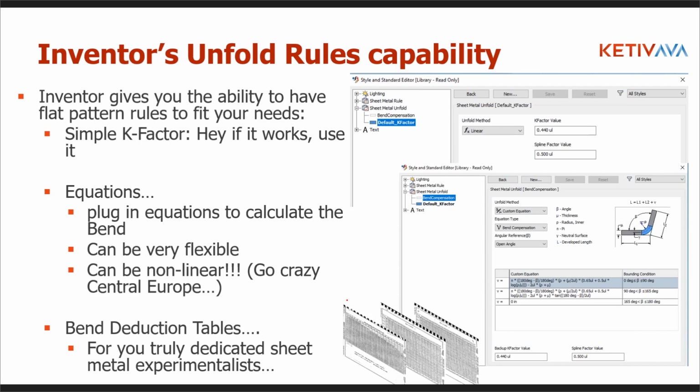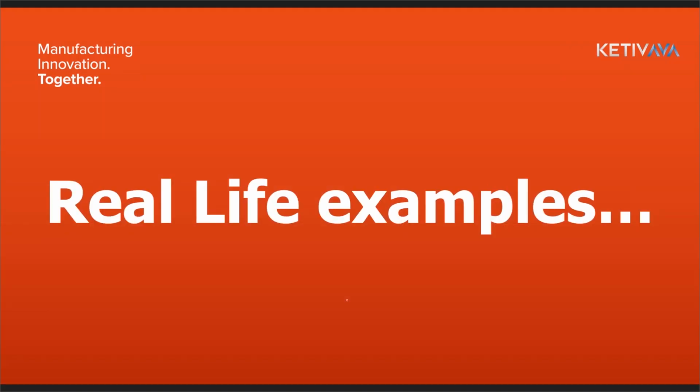Now, in between those two, and you see this a lot in Central Europe, there may be something more sophisticated than just a constant and a lot less sophisticated than a bazillion table entries. And that's where we get into equations. So the third way that we handle this is with unfold equations. These equations are very flexible. They can even be nonlinear, which means if I have an angle between 0 and 90, use this equation. Between 90 and 180, use this equation. And anything after that, use something else, okay? We're going to go through some real world examples of this, so you can see why you would use this in Inventor, okay? So let's look at those.